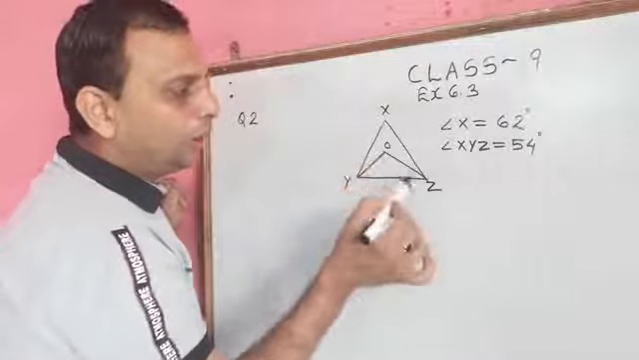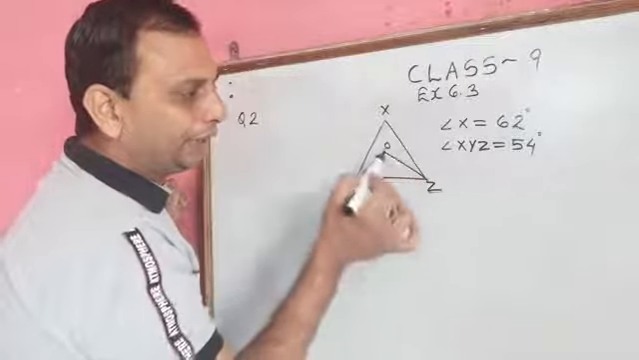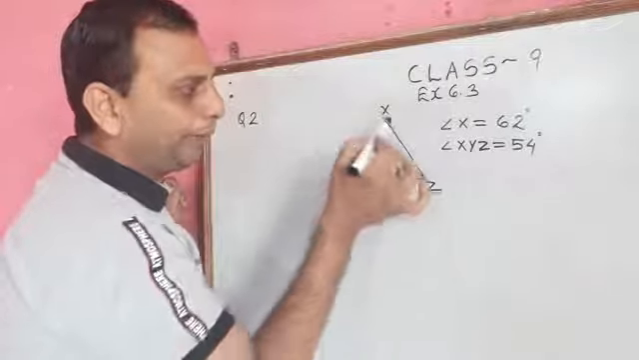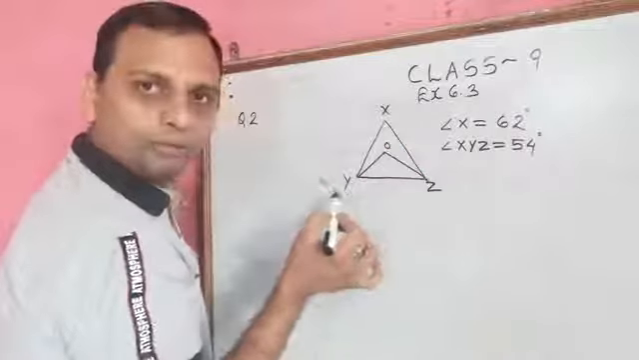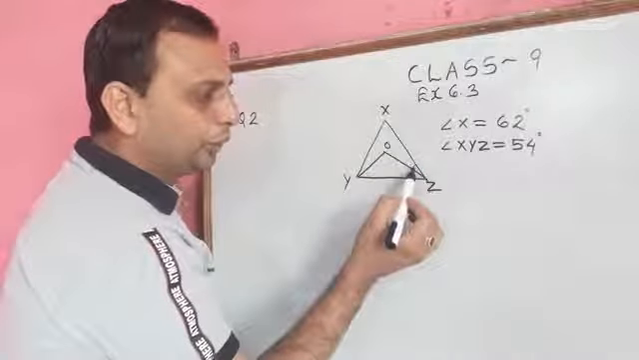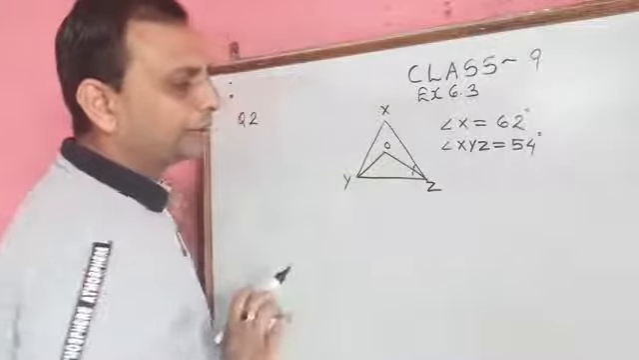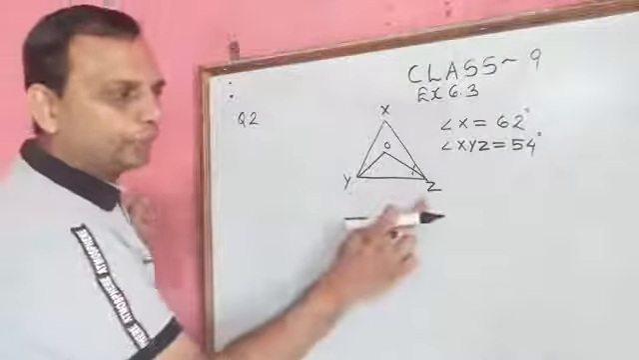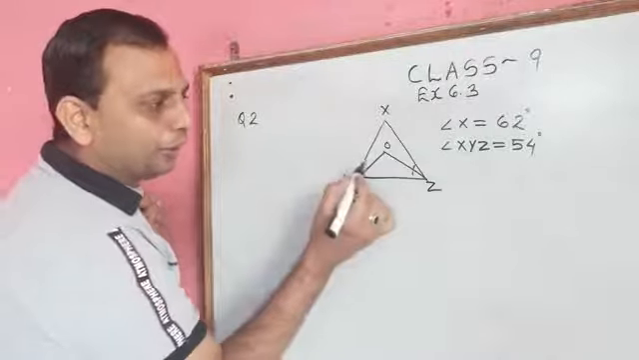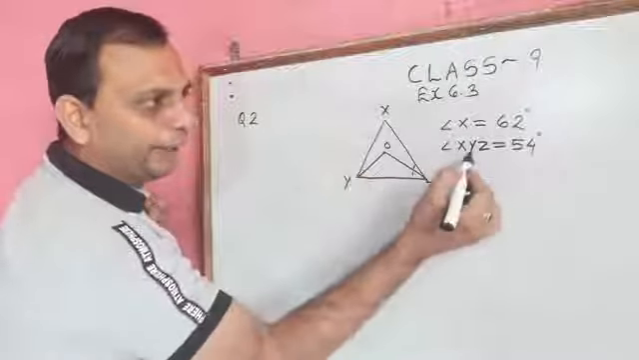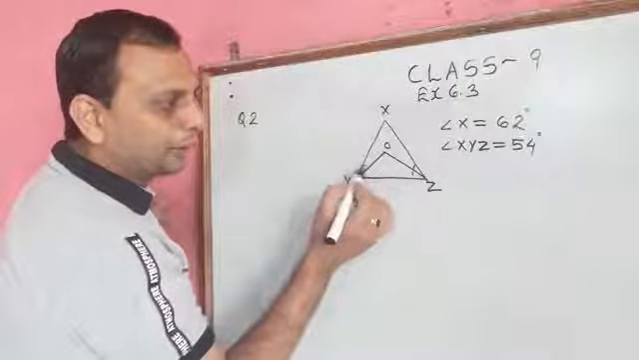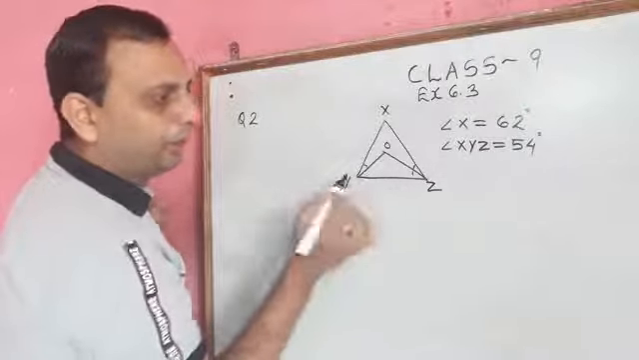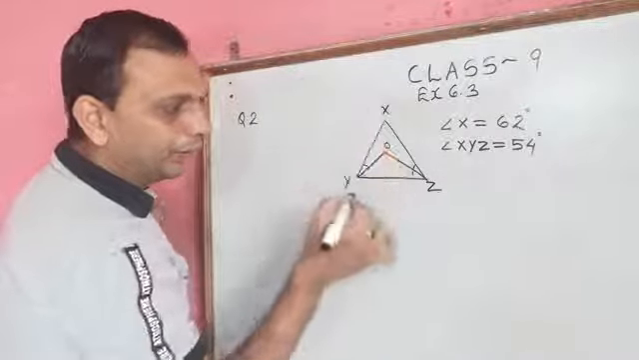Similarly, OZ is bisecting the angle Z. One part is OZX and the other is OZY. These two parts are equal to each other, and these two parts are equal to each other. So first we will find the value of Z. Suppose angle Y is 54, given; this will be 27, and this will also be 27, because OY is the bisector of angle XYZ.